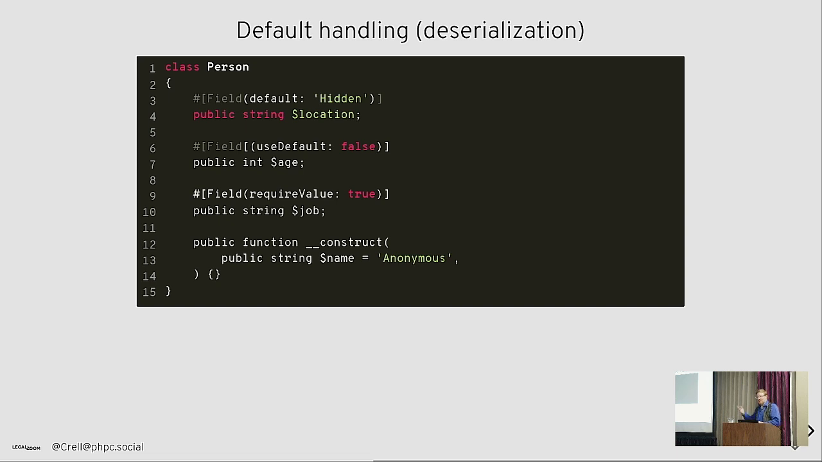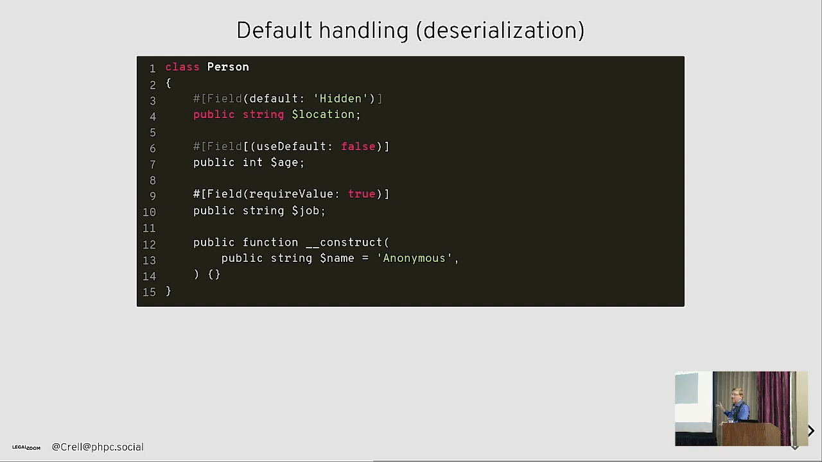Defaults. This is when deserializing. You can specify an explicit default. So if you try to deserialize an empty value, just an empty JSON object or an empty YAML string or whatever, then location will get the value hidden. Name will get the value anonymous. Age, we're explicitly saying don't use a default, which means it'll stay uninitialized.